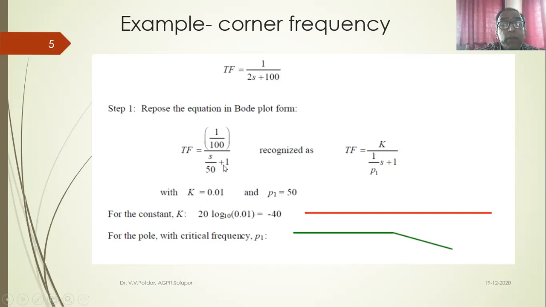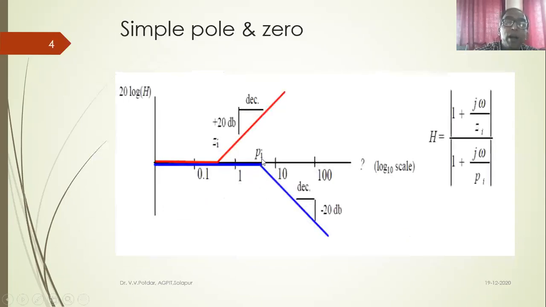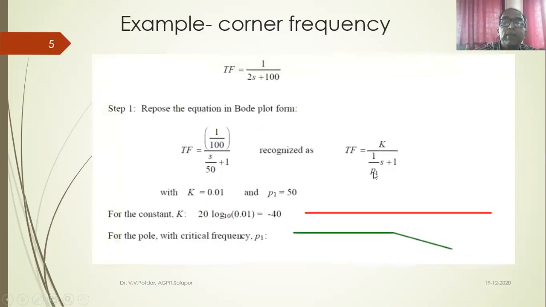And what is the corner frequency of this simple pole? The corner frequency is 50. I was talking to you regarding the corner frequency. The frequency at which my Bode magnitude plot for a simple pole starts is the corner frequency. The frequency at which my Bode magnitude plot for a simple zero starts is the corner frequency of that simple zero. So this is what is meant by corner frequency. Whatever this value is, that is my corner frequency. So 50 is the corner frequency.